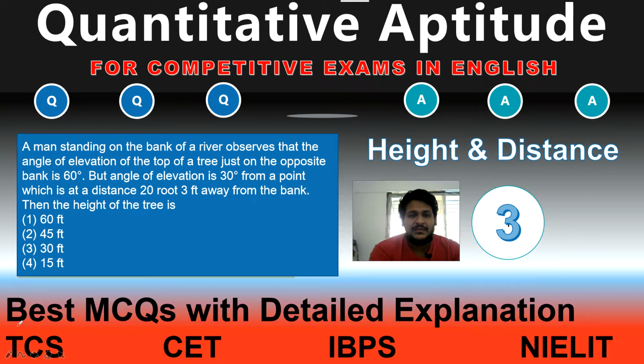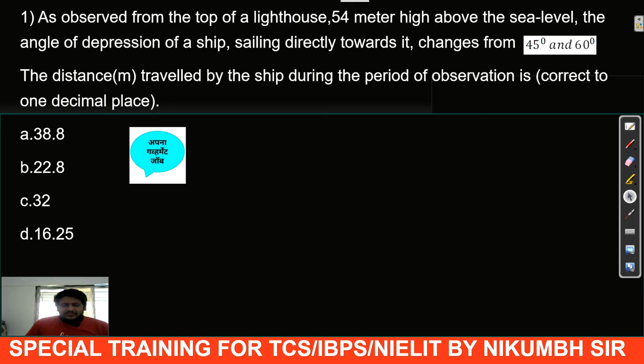So let's start our first question: as observed from the top of a lighthouse, which is 54 meters high above the sea level, the angle of depression of a ship sailing directly towards it changes from 45 degree to 60 degree in 1 minute. Find the distance traveled by the ship during the period of observation.